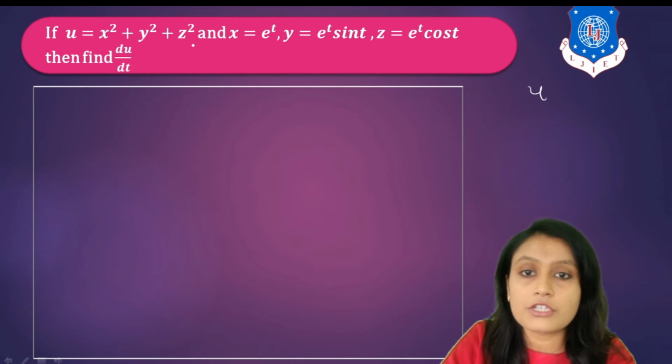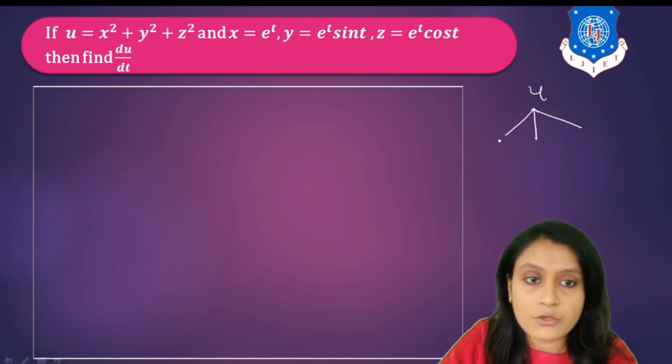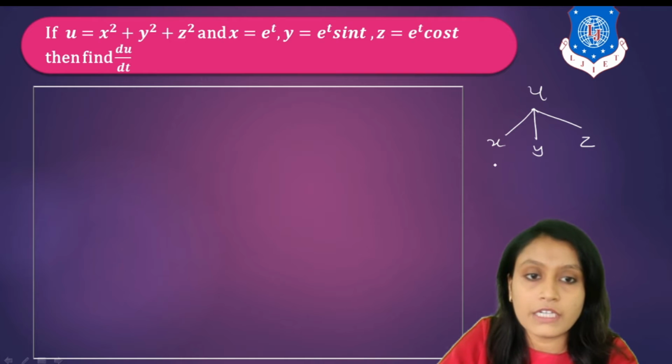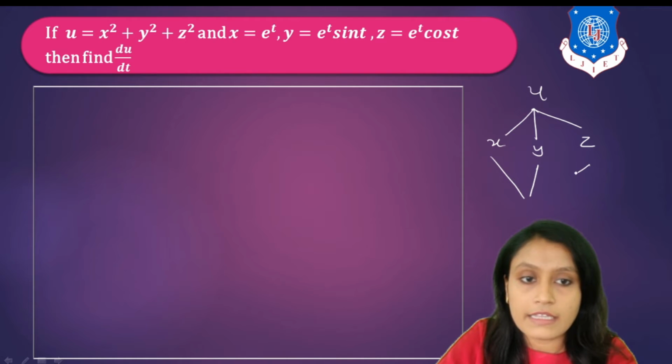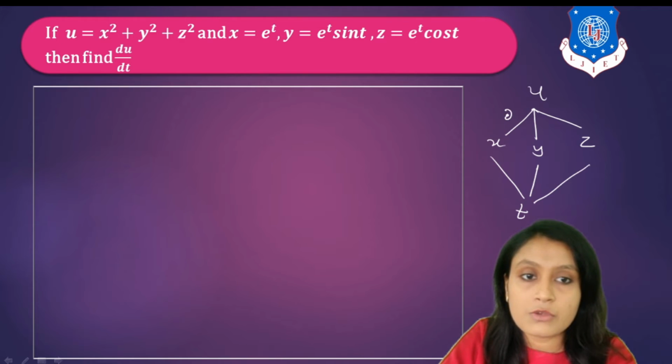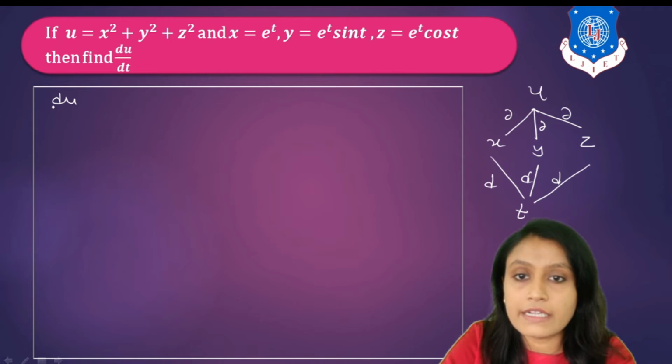Now u is a function of x, y, z, given. So we have to draw like this. u is a function of x, y and z, and this x, y and z are functions of t. So we will write it like this. Now here we have more than one variable, so we will write del. And here we have a single variable, so we will write d. Now we have to find this du by dt. So what will be the chain rule?